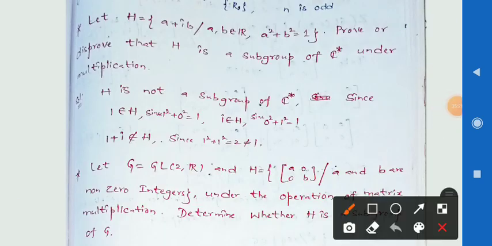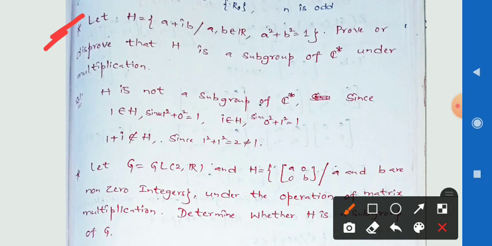Now another problem, this one. Let the set H is equal to a plus ib such that a comma b belongs to R, a square plus b square is equal to 1. Prove or disprove that H is a subgroup of C star under the multiplication.